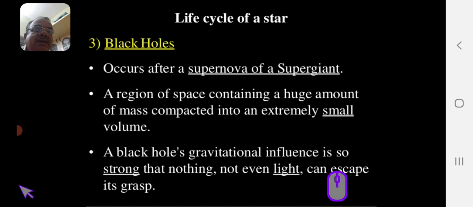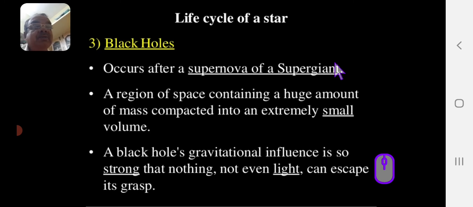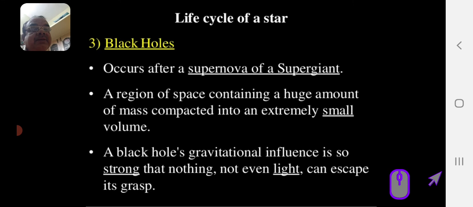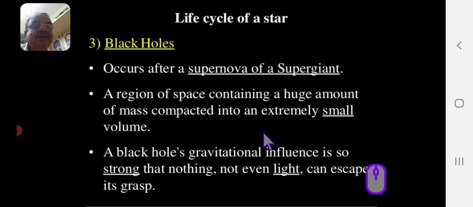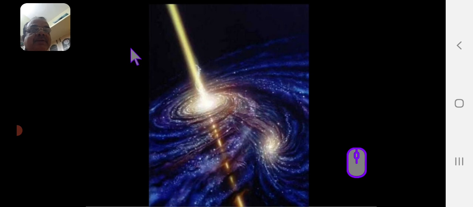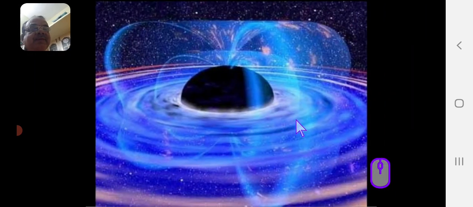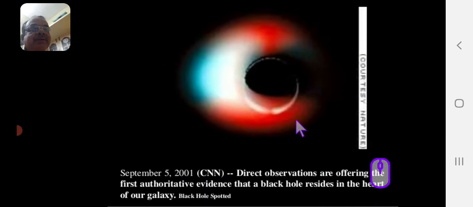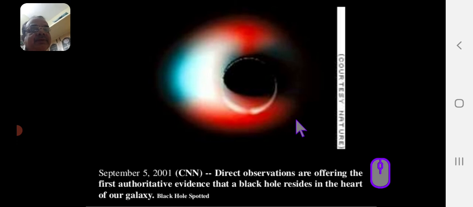Here what happens? Generation of light by the star totally dies, and so there is no escape of light from the star. At this stage, the stars are said to be black holes. This is one black hole, an example of a picture of a black hole.